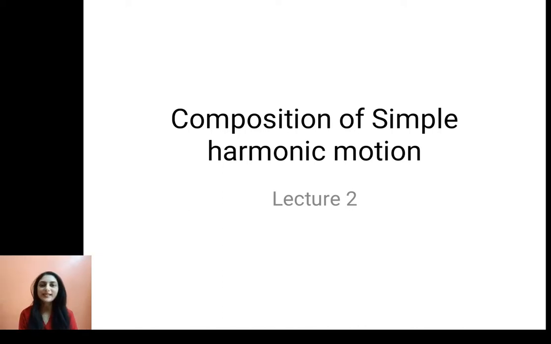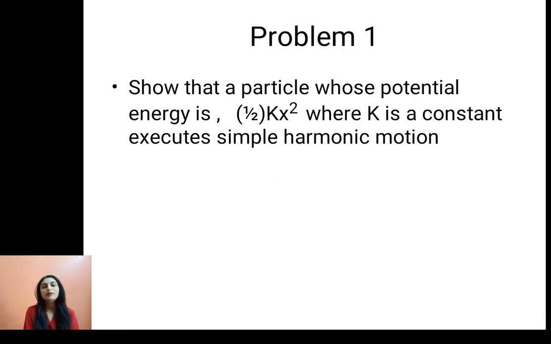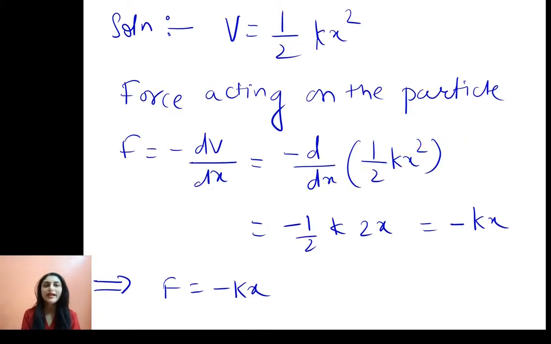Hello everybody, this is the second lecture on composition of simple harmonic motion, and today we are going to study very simple problems related to simple harmonic motion. Problem one: show that a particle whose potential energy is half kx square, where k is a constant, executes simple harmonic motion. So we have potential energy given by half kx square.